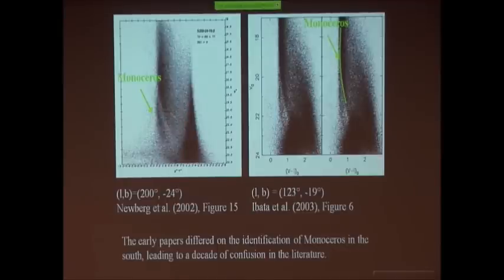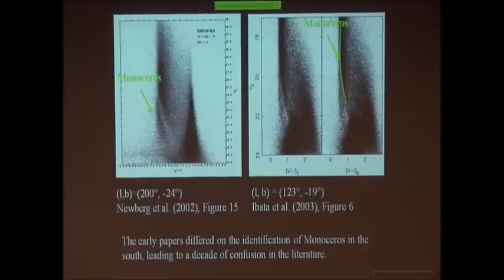Now, one thing that I wanted to point out about this, in the literature, this is a figure from Newberg et al. 2002, okay? And this is the piece of the Monoceros that we found in the south galactic cap. So it's at b equals minus 24. And there is a main sequence here, and we figured this must have something to do with the disk. There's a gap. There's this Monoceros structure, okay?